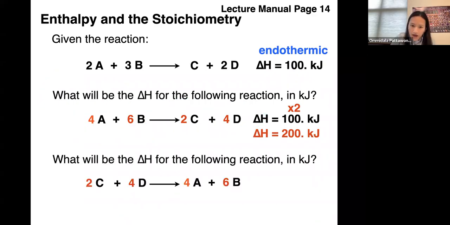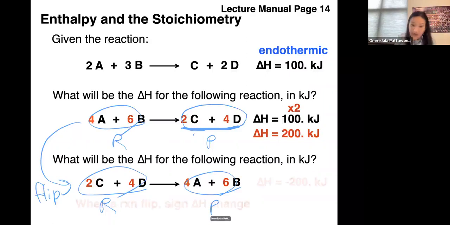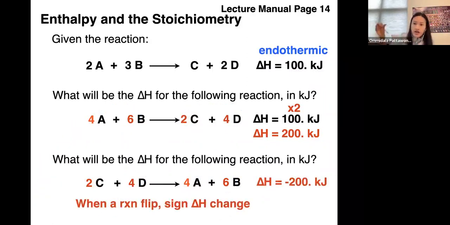Now, what about if I have this equation instead? What is different? If you're looking at these two, they are just flipped. Now this one is product, and this one has become reactant. So you just flip that. If going forward requires heat, going in the reverse direction is going to release heat, vice versa. It's just the opposite direction, so the opposite direction would be exothermic.